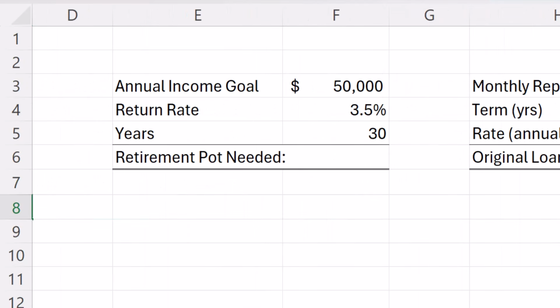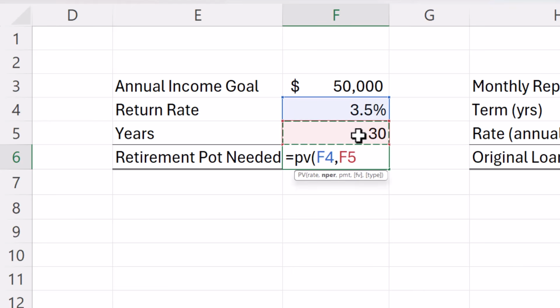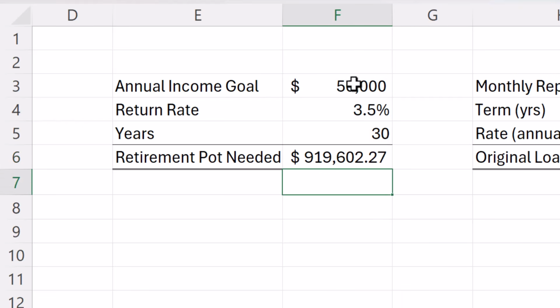Okay, so next scenario, I want an annual income in retirement of $50,000. I'm assuming that I'll live 30 years in retirement and that the return rate will be 3.5%. What retirement pot would I need? So equals PV. So the rate is here. NPER, well, that's 30 years. Payment, well, that will be the 50,000 that I want every year, and that's got to be expressed as a negative value. Now, future value would be 0, so I can just close the bracket, press enter, and that's the retirement pot that I will need to achieve this annual income.